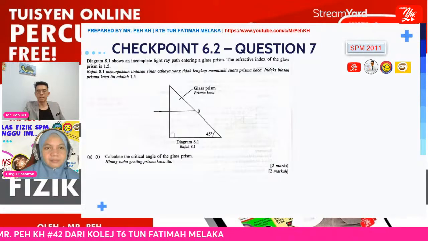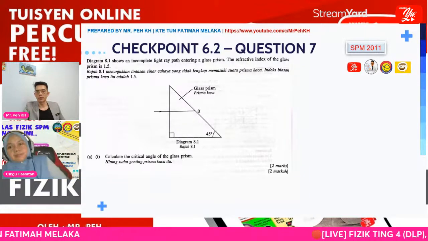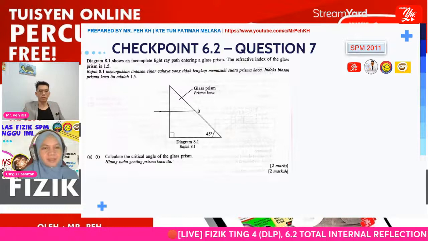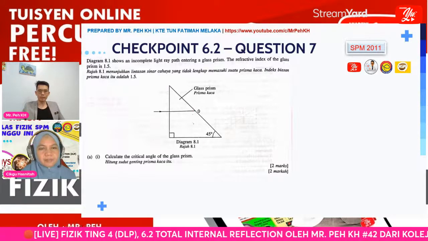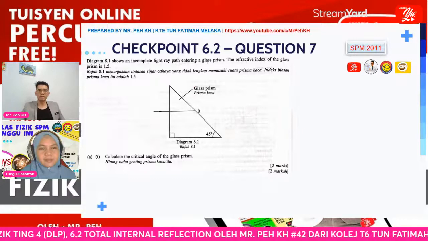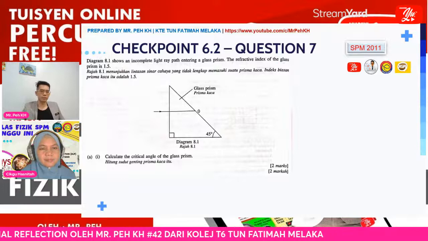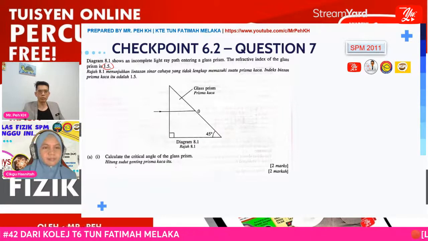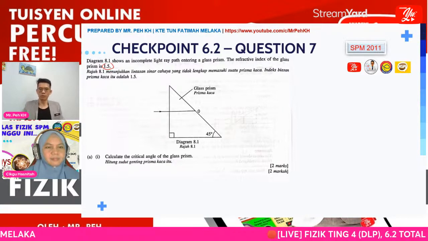Here will be the sample question of 2011, Section A, Paper 2. Okay, so let us read the question together. Diagram 8.1 shows an incomplete light ray entering the glass prism. The refractive index of the glass prism is 1.5. Firstly, you need to calculate the critical angle. This question will be very easy.